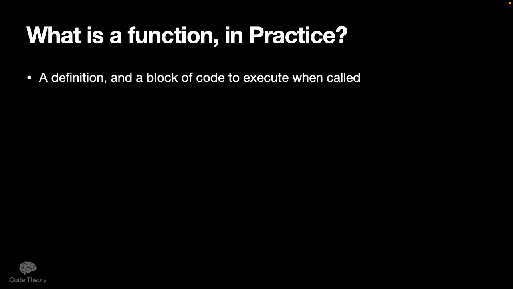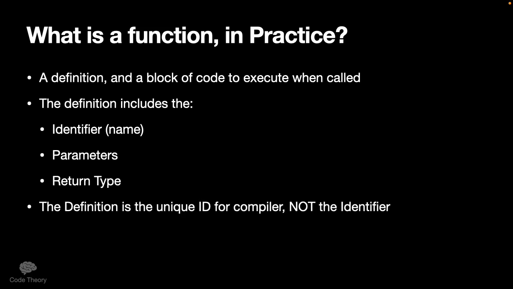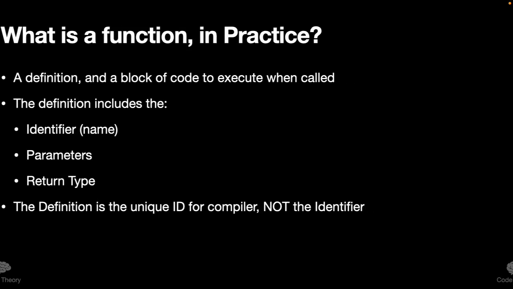In practice, they are actually blocks of code to execute. The definition includes your identifier or name, the parameters, the return type. The definition is the unique ID for the compiler, not the identifier. The definition as a whole is the identifier. And the definition as a whole can also be used as a type, which we will see shortly.